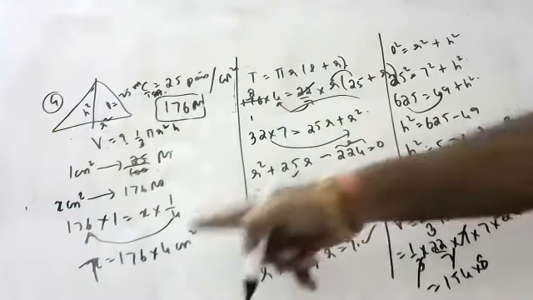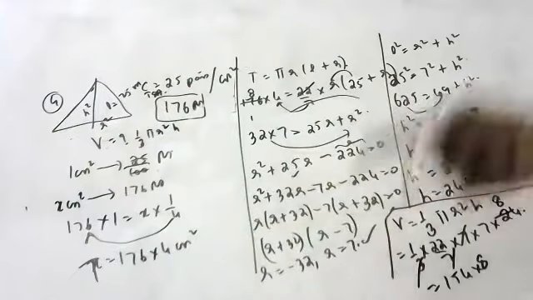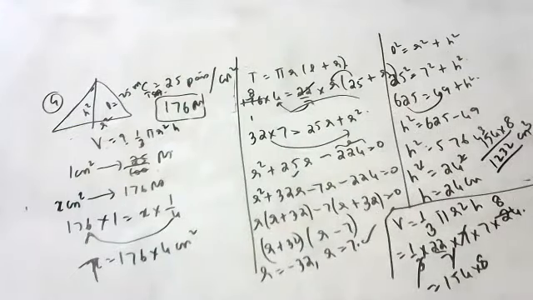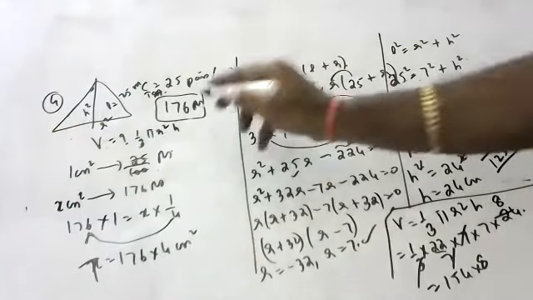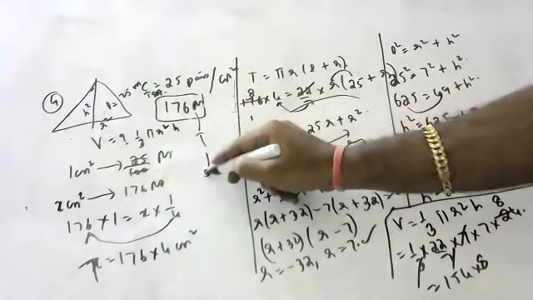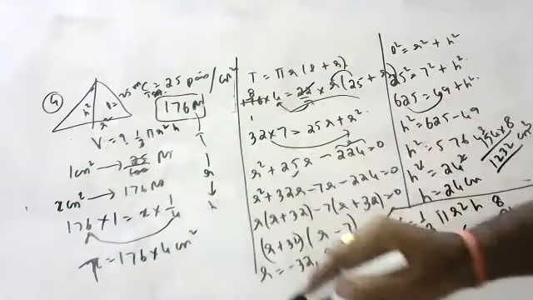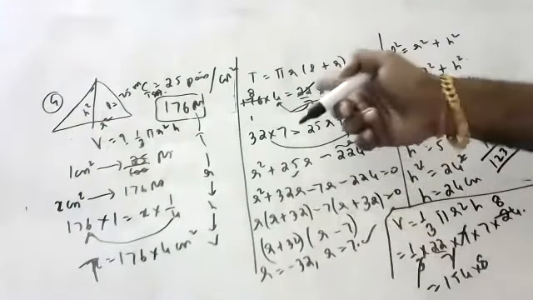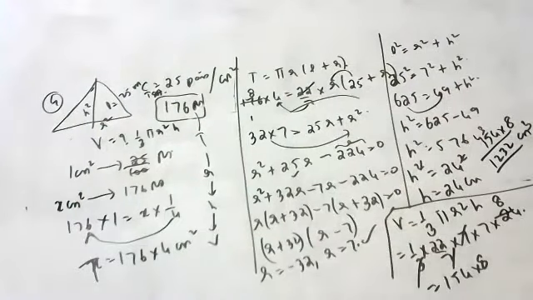From the cost I found out TSA. From the TSA we found out radius. From the radius we found out height. From the height we found out volume. Are you able to understand, children? This many steps we have done. You should be very, very careful, children. If you make a mistake like how I made a mistake, it will go wrong. Be careful, children. Very, very nice sums these are.